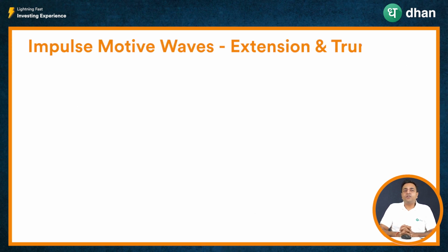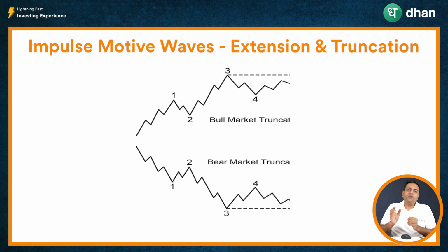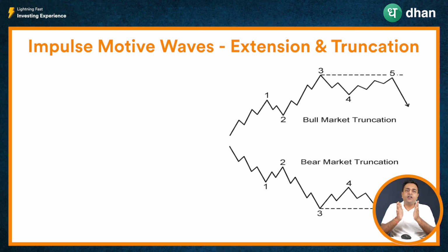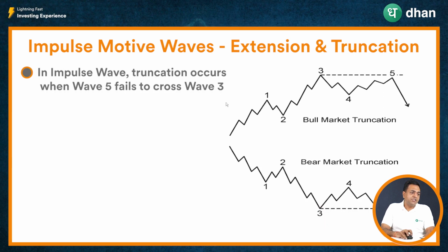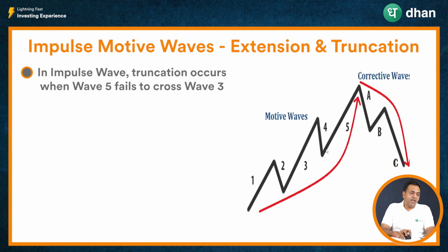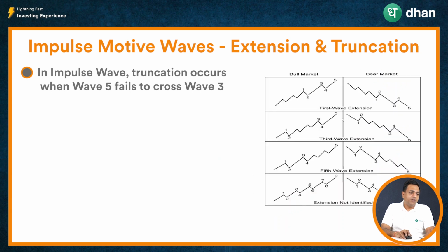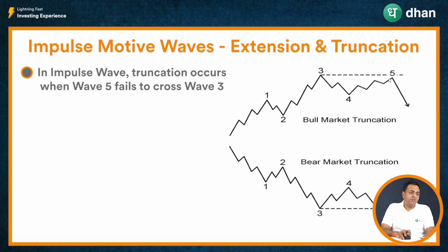Talking about the concept of truncation, truncation means something which should be there but it is truncated or shortened. So, as you can see on my screen, truncation occurs when wave number 5 is not able to cross the high of wave number 3. Typically, you would notice that your wave number 5 should cross the high of wave number 3, as you can see on this diagram. But when truncation happens, wave number 5 is not able to cross the high of wave number 3. This is what we call truncation.